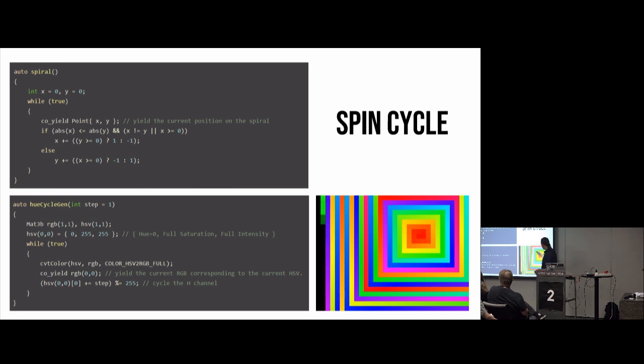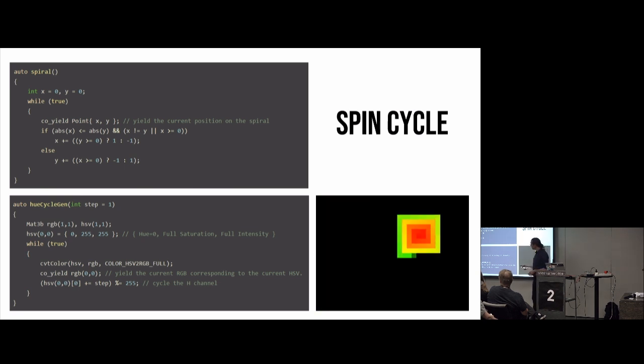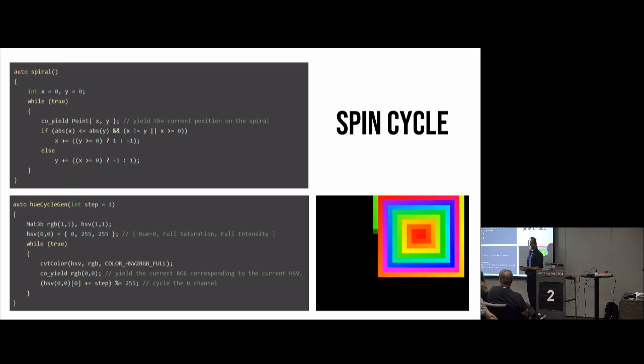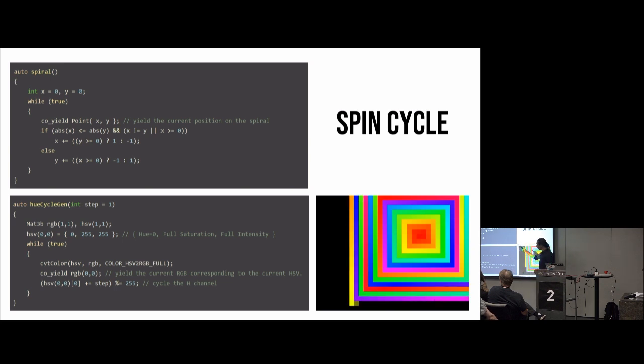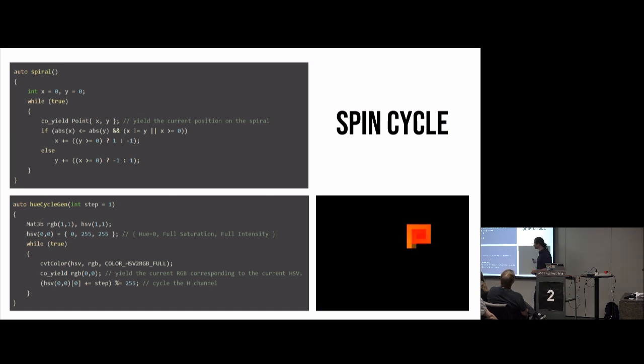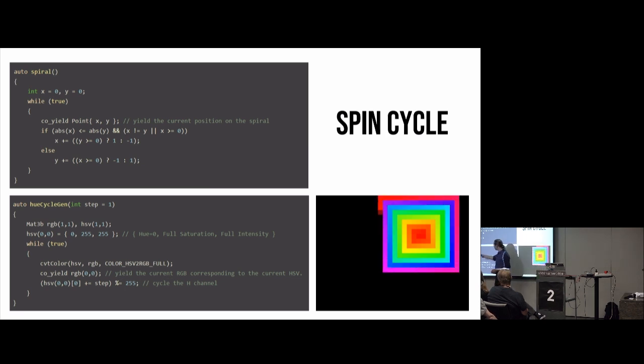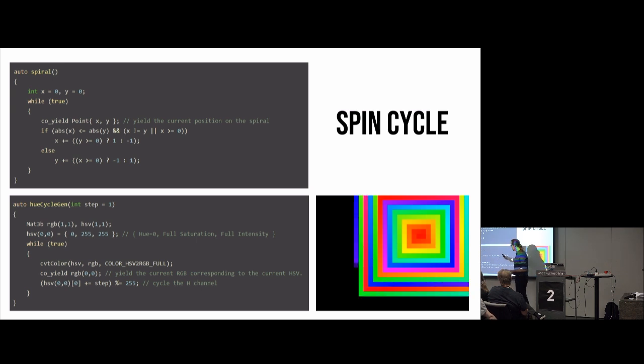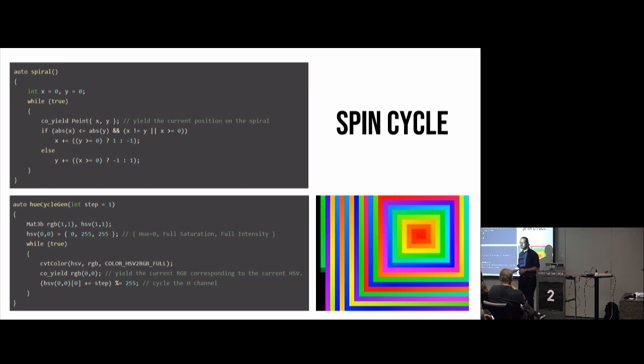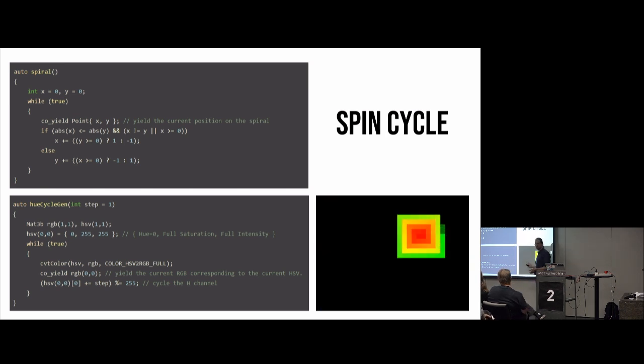Now to generate these pretty colors, I said, okay, let's create another generator which cycles through colors. Cycling through colors is actually easier to do in a color space called hue saturation value than in RGB space. So I'm using OpenCV to create two 1 pixel images. One is going to be RGB, the other one is going to be HSV. And I'm just converting from HSV to RGB because our display only knows how to display RGB colors.